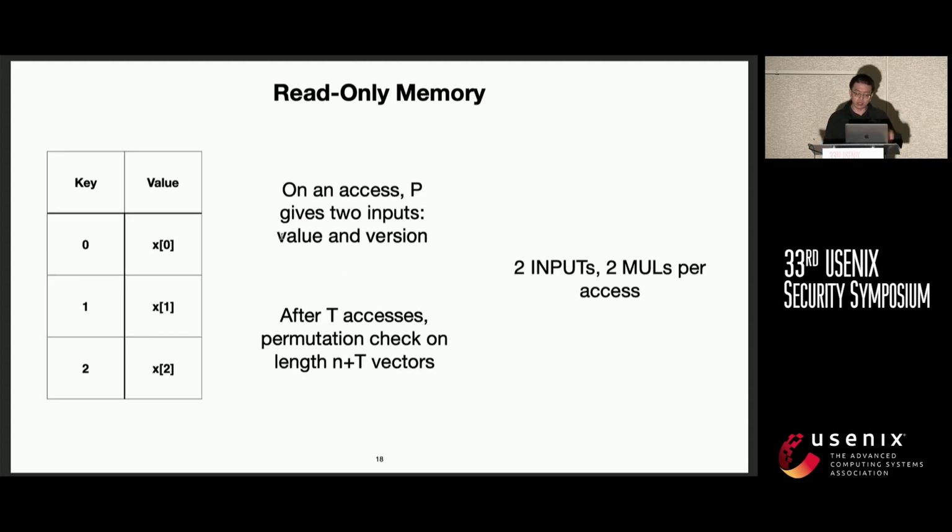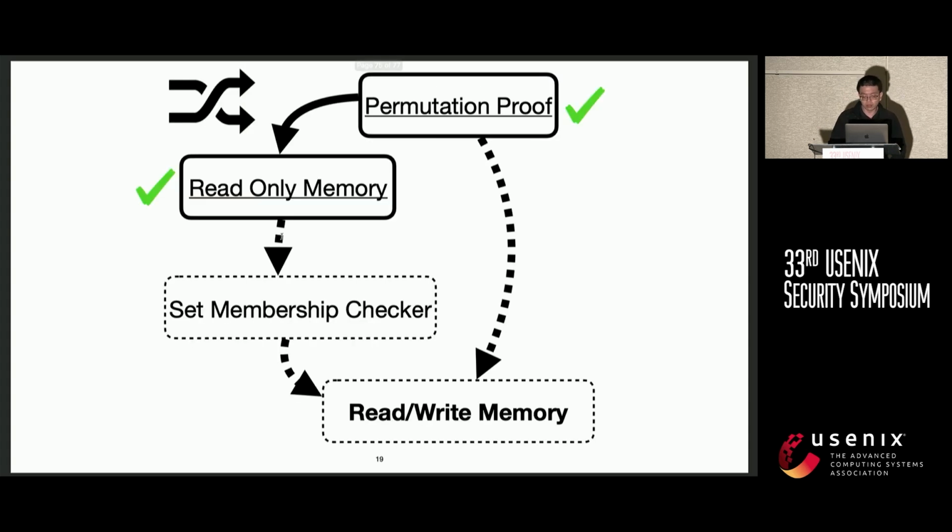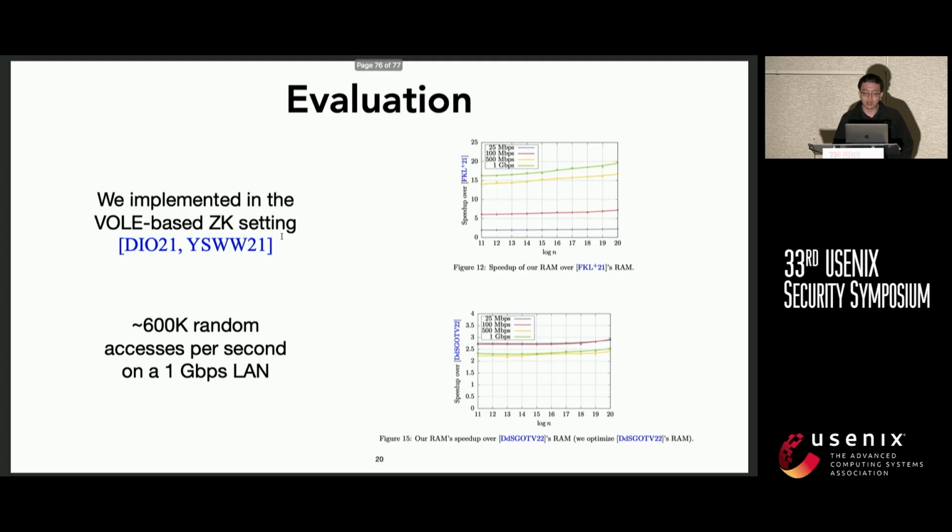Okay, so this is very efficient. Finally, I just want to emphasize this is a very efficient construction. For each access in an amortized setting, we only need 2 inputs and 2 multiplication gates for every single access. And this finishes the presentation for the ROM. And we implement this ROM using this VOLE-based zero-knowledge setting. And the real numbers actually reflect our asymptotic analysis.